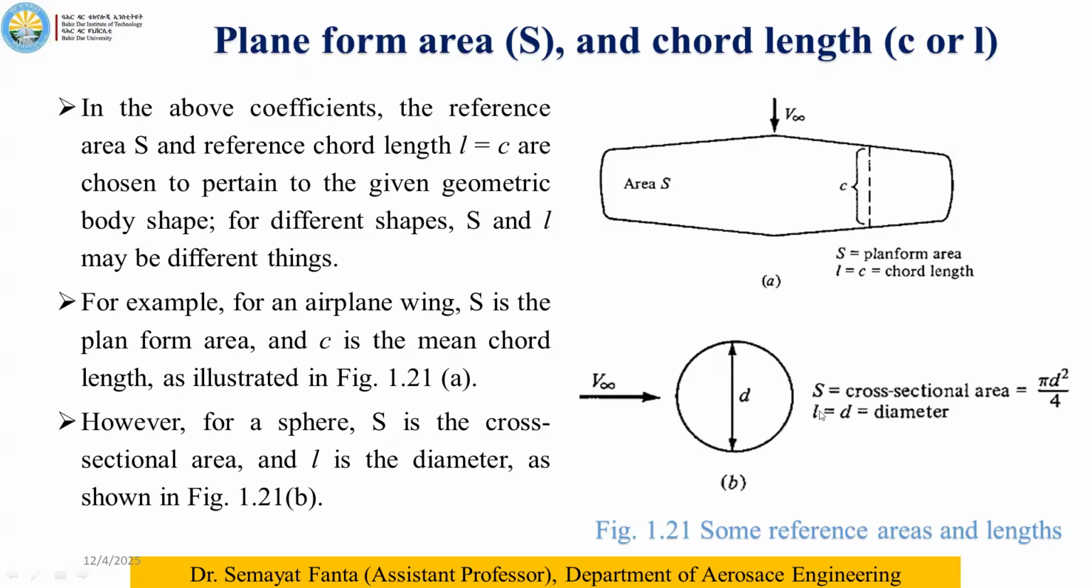Now for different shapes, we can find different areas or cross-sectional area dimensions. For example, for a circular object, pi d square over 4 is the area, and the length or the chord is equal to the diameter, that is d.